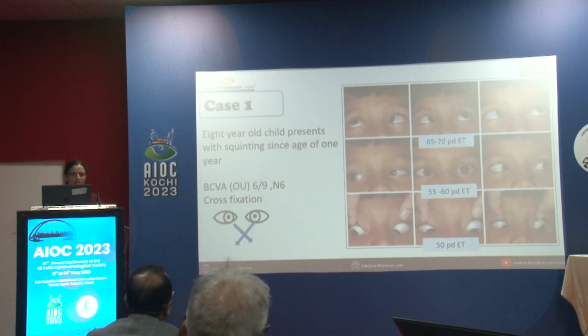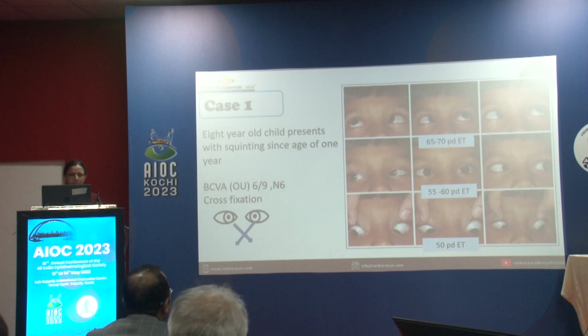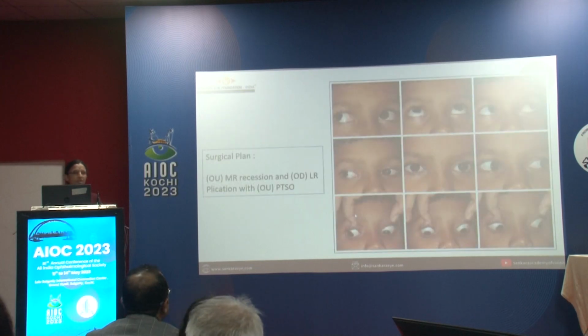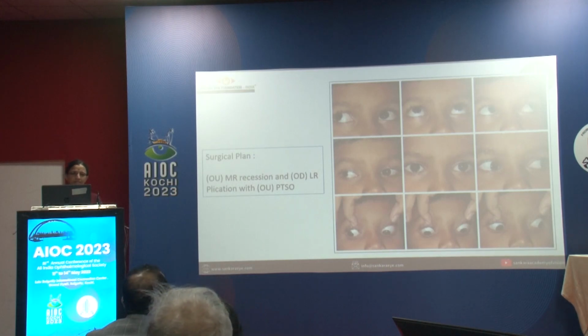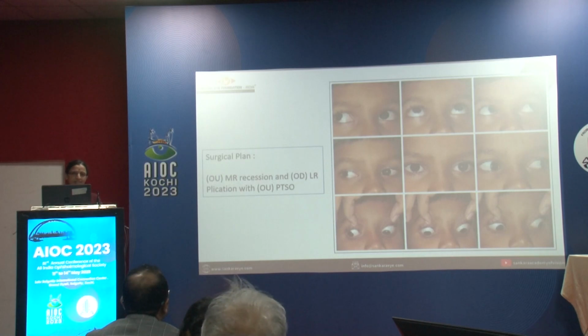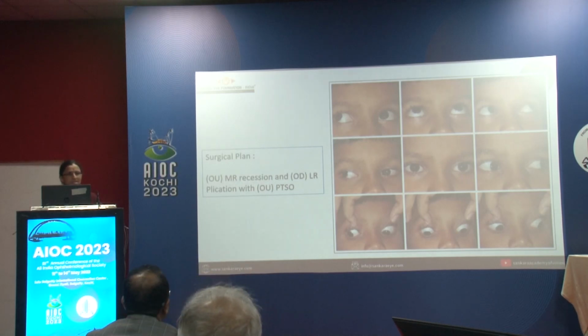So this is an 8-year-old child who presents with squinting from the age of 1 year. The child has good vision because of cross fixation. So obviously you would choose to do a 3-muscle surgery and correct him. So in any case of infantile ET, even when you're operating at a later age, always look at the limbus insertion distance. Like in this child, it was only 4.5 mm, not 5 mm. So your surgical calculation would differ based on it.